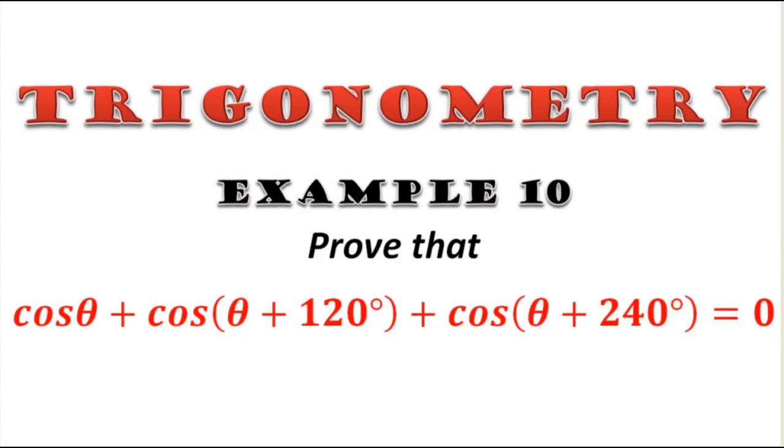Example number 10. Prove that cos theta plus cos(theta plus 120 degrees) plus cos(theta plus 240 degrees) is equal to 0.